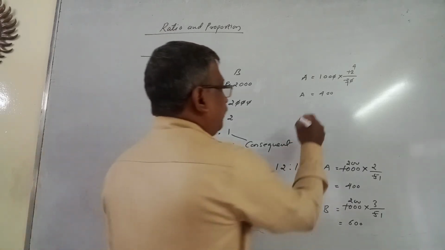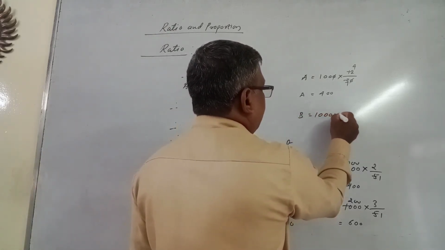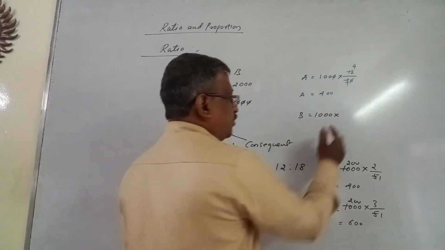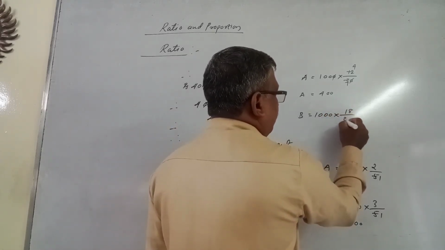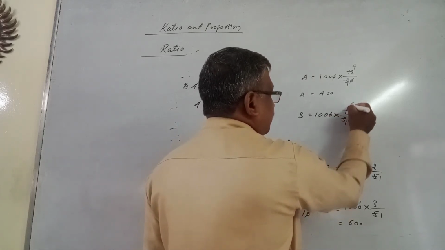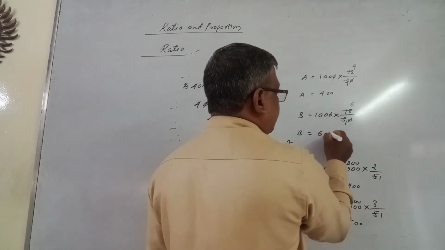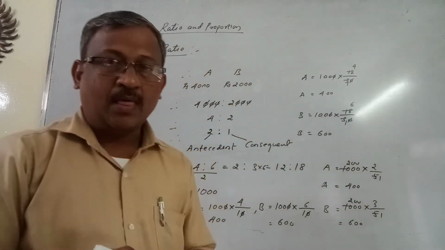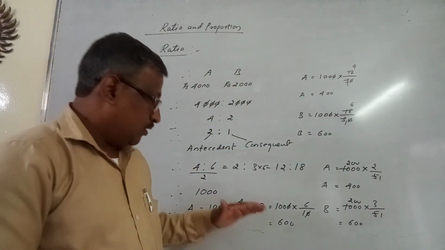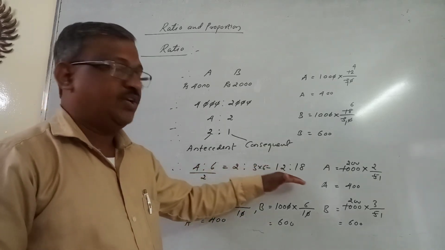So the distribution comes to 400. Like that, if you want to calculate B's share, B's share will be, take the profit, it is 1000, multiplied by B's share. It is 18 divided by the total 30. So this 10 gets cancelled. 3 ones are 3, 3 sixes are 18. So B's share will be 6 into 100. It comes to how much? It is 600.